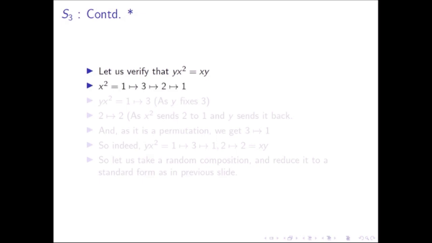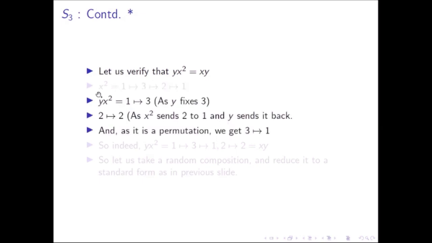So x square is 1, 3, 2, 1, as I said. First of all, yx square takes 1 to 3. x square takes 1 to 3, and in yx square, y fixes 3. So it goes 1 to 3, and 3 goes to 3. We are going from this side to this side. Look at it once. So this is true, and we also have 2 goes to 2, as x square sends 2 to 1 and y sends it back, and as it is a permutation, we get 3 goes to 1, because yx square is a permutation, right?